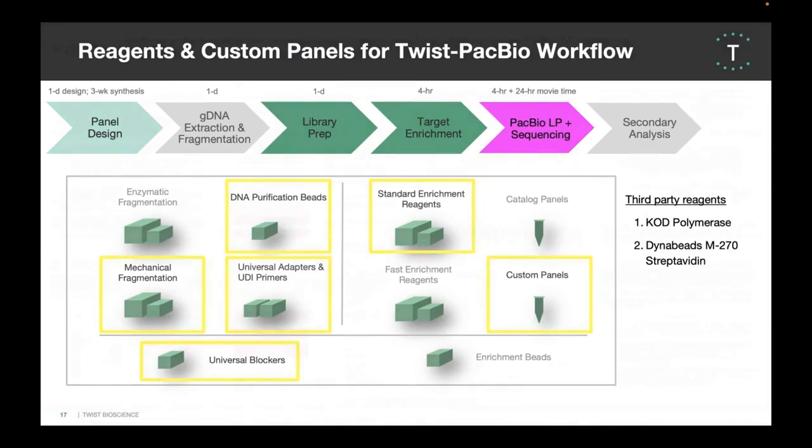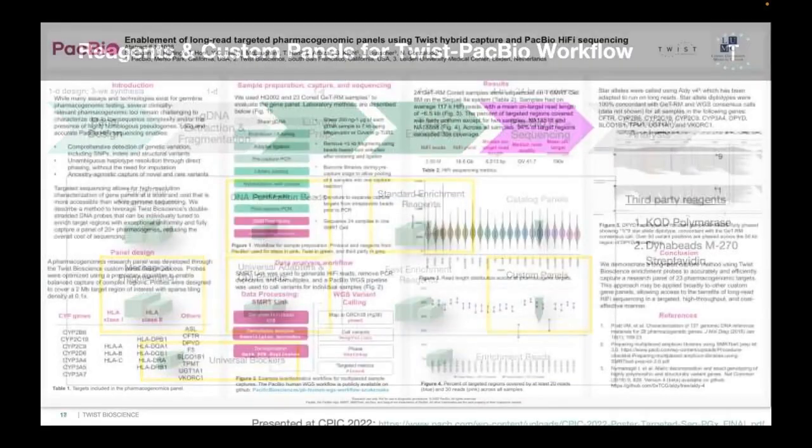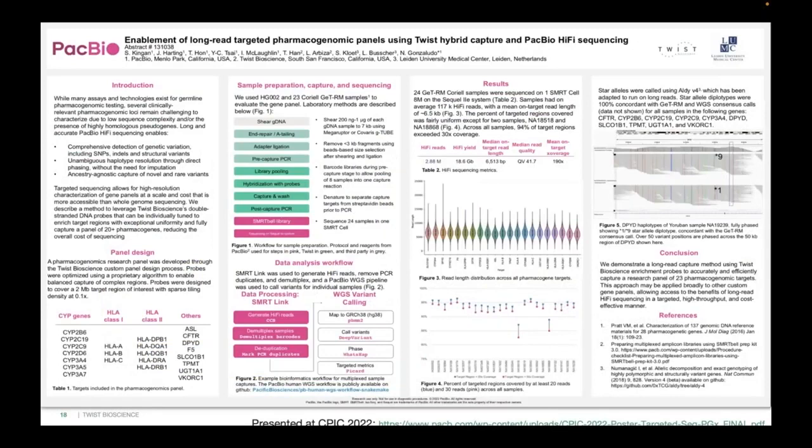And here's just a case study with our customer from Leiden, who used our Twist hybrid capture panel. They have about 23 genes in this 2 MB panel, including a lot of CYP genes, HLA genes, class 1 and class 2, and also other pharmacogenes.